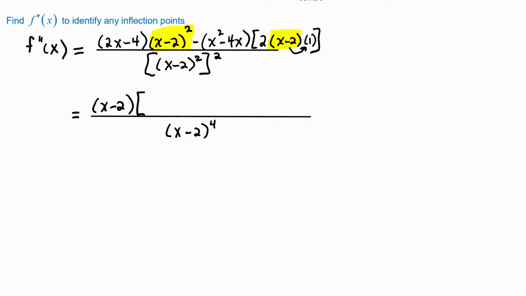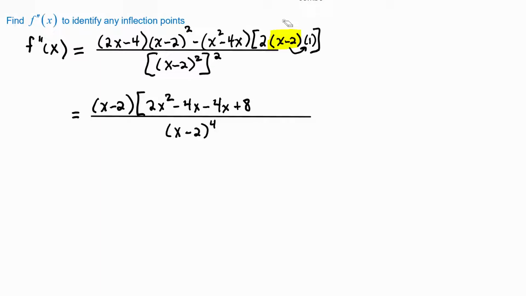Then that means on the inside we would have to FOIL out 2x minus 4 times x minus 2. So let's go ahead and FOIL these two right now, because remember we factored out one of these, so this really isn't squared anymore. So first times first, we get 2x squared, outer times outer, minus 4x, inner times inner, minus 4x, last times last, plus 8.